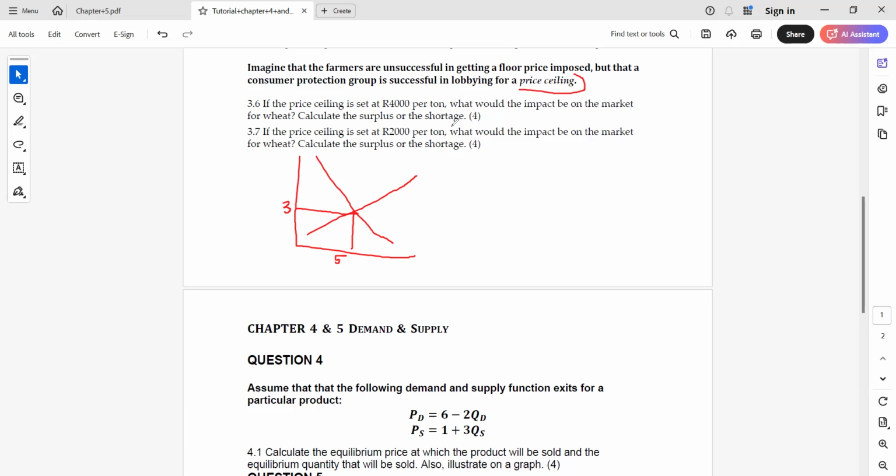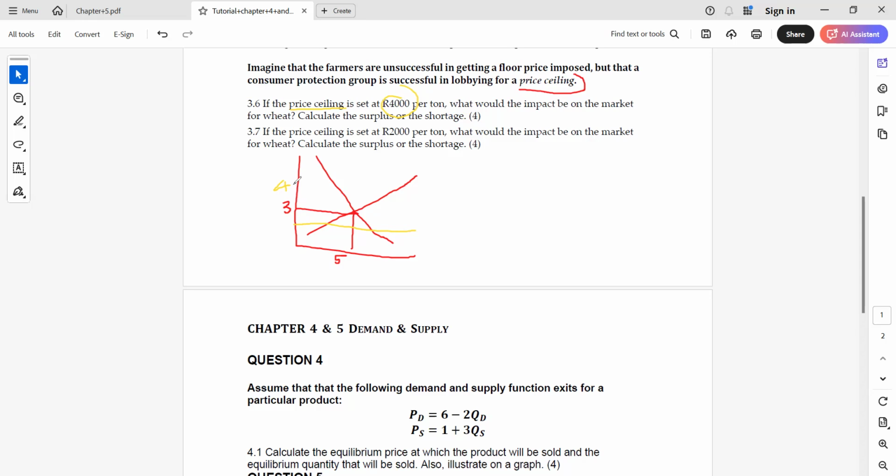So the price ceiling is set below the equilibrium price. But here they're saying the price ceiling is set at 4,000, so now they want it to be here. Then it would be ineffective, because we know the price ceiling is supposed to be below the equilibrium price. So if it is above, then it would be ineffective.